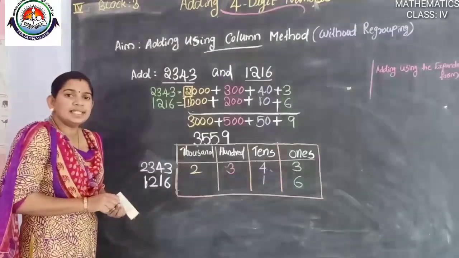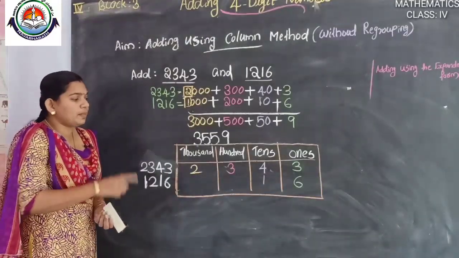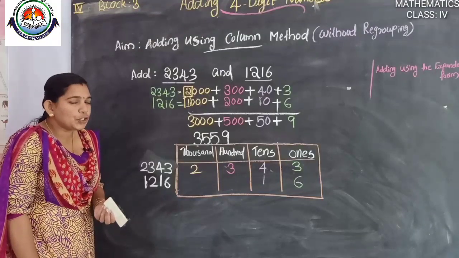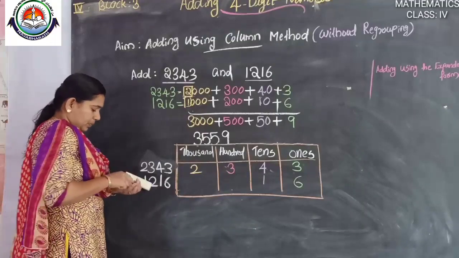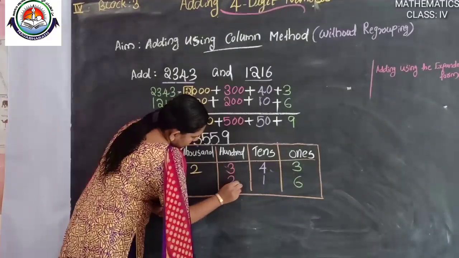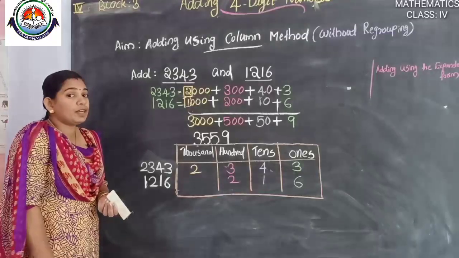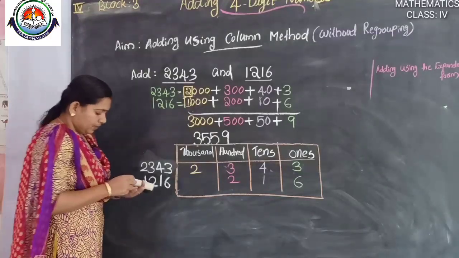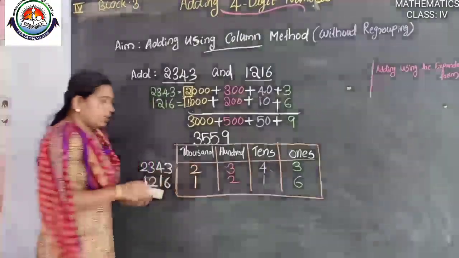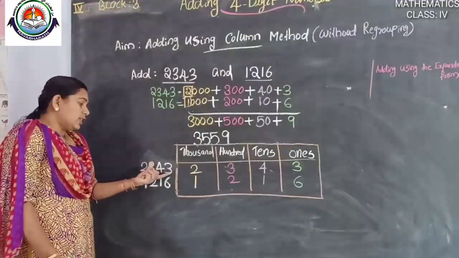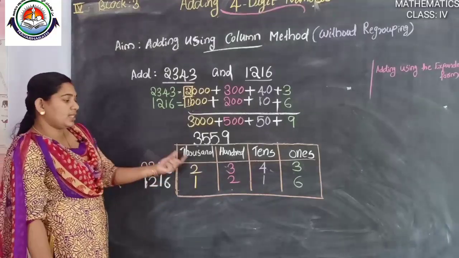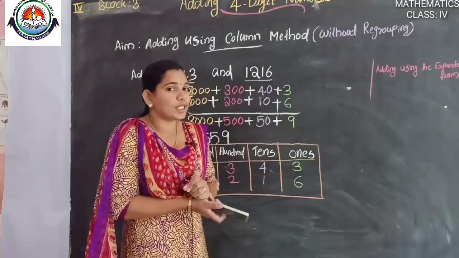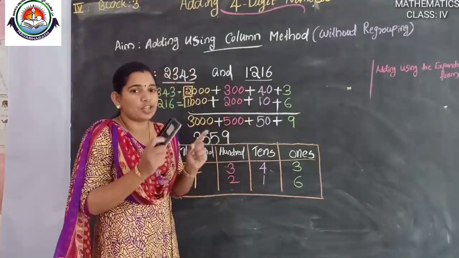Then 100 place. Which number do we want to place in the 100 place? 2. Then thousands place. Which number do we want to paste? 1. Very good. So you are pasting the first number and second number and their digits in the places. Okay. You are making a place value chart using that paper strip.